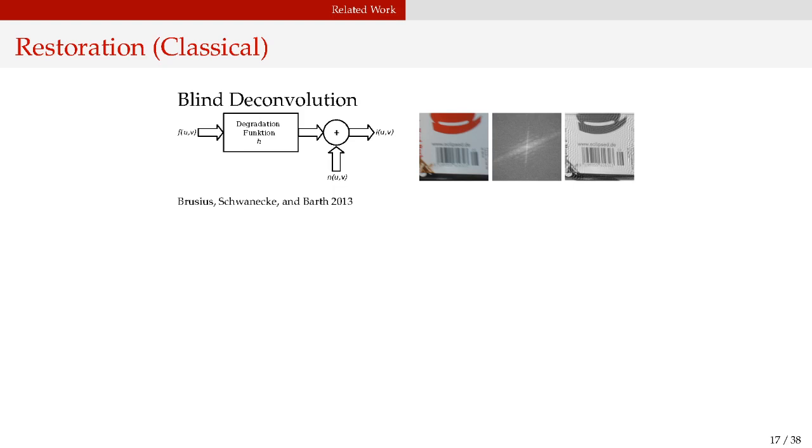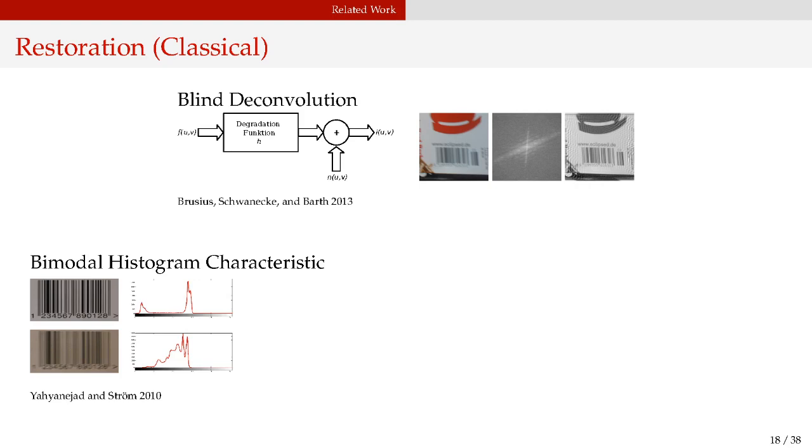The degradation function can, for example, be estimated by analyzing the spectrum, as for example by Bruce et al. However, this approach can only handle linear movement degradation. Chamalet et al. presented an iterative barcode deblurring approach based on the bimodal characteristic of the barcode image histograms. Based on this observation, they were able to estimate the degradation function. This technique shows good results in the typical motion blur cases, but struggles with images with varying illumination or high noise level.